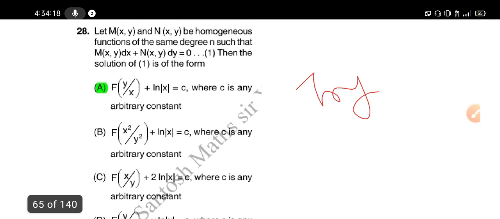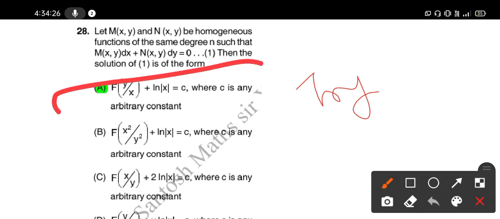Let M of x, y and N be homogeneous functions of the same degree n such that M dx plus N dy equal to 0. Then find its solution, we get option A.